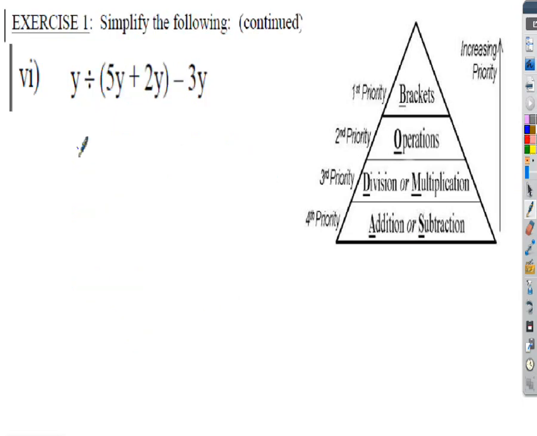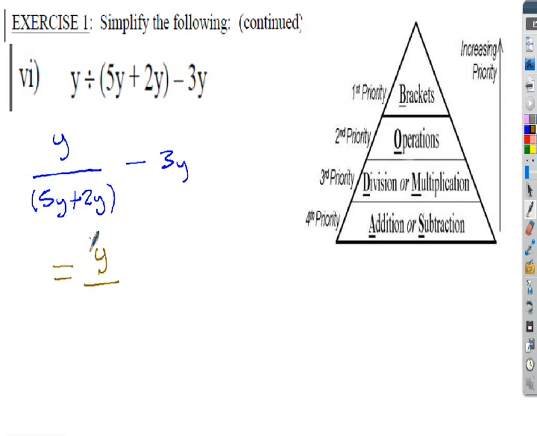Exercise 1 part 6, then I'm going to rewrite this slightly. So y divided by, in brackets, 5y plus 2y minus 3y. That's the sum we're performing here. So our precedence lies with the denominator of the fraction here. So on the next line we will have y divided by 5y add 2y is 7y, and we're subtracting 3y.